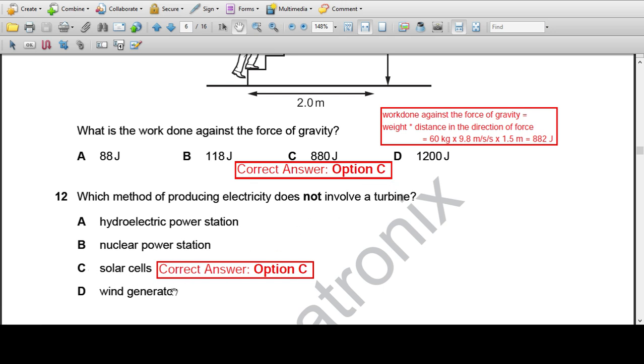Wind generators are rotating parts. We see the fans or fins in a wind turbine, in a wind generator. So a turbine is everywhere except in a solar cell. So this option C is correct.